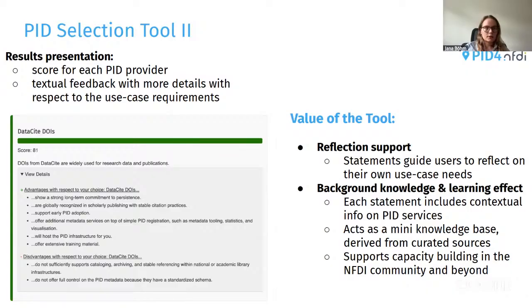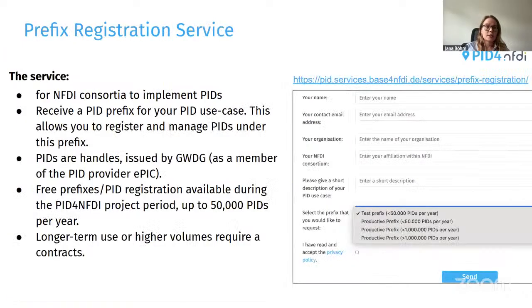Next slide, please. So the next one is the PID prefix registration service. Now we are moving from the information services before to concrete PID registration. And our aim is also to encourage NFDI consortia to easily get started with PID implementation. And for this, we offer the prefix registration service, where you can receive a PID prefix for your PID use case. And this would allow you to register and manage PIDs under this prefix.